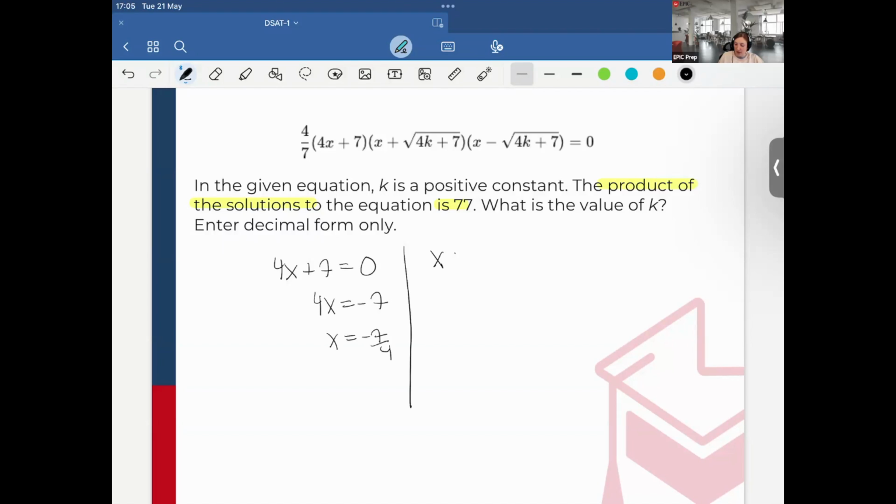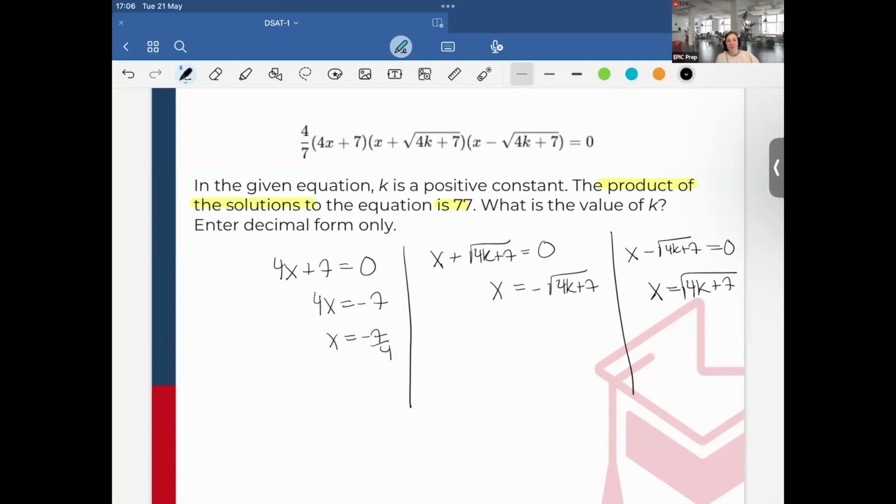Another one, x plus the square root of 4k plus 7 is equal to 0. So x is equal to negative square root of 4k plus 7. And the other one would be x minus the square root of 4k plus 7 is equal to 0. And then this is basically x is equal to the square root of 4k plus 7. Okay, so I have my 3 solutions, so it intercepts the x-axis 3 times.